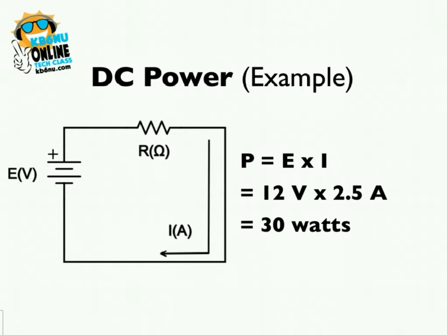Question: how much power is being used when the applied voltage in a circuit is 12 volts and the current is 2.5 amperes? Answer: 30 watts. Again, we use P equals E times I. That's 12 volts times 2.5 amperes, or 30 watts.